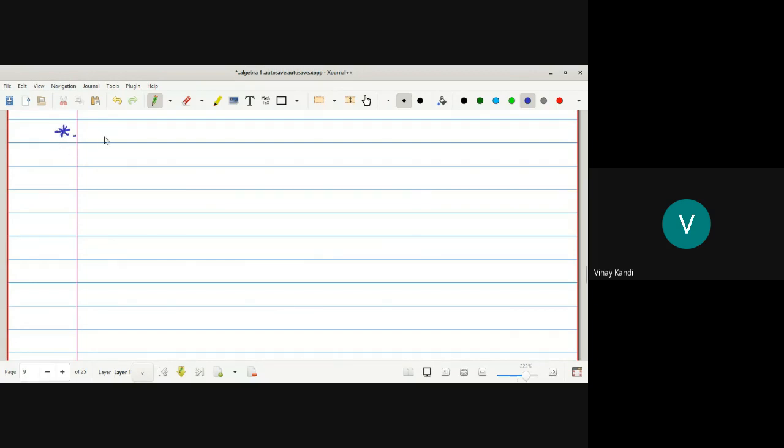Linear dependence and independence. Okay. Now, definition. What is the definition?